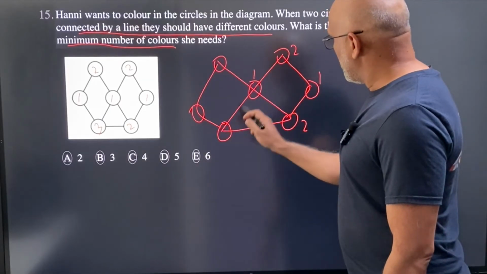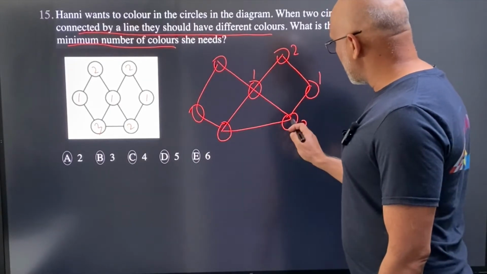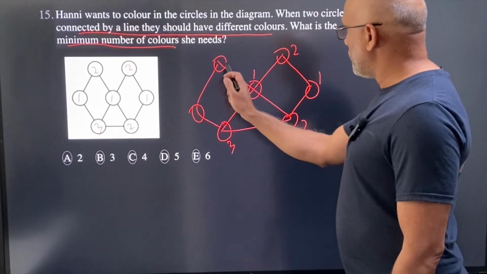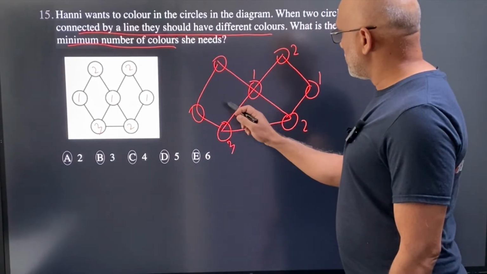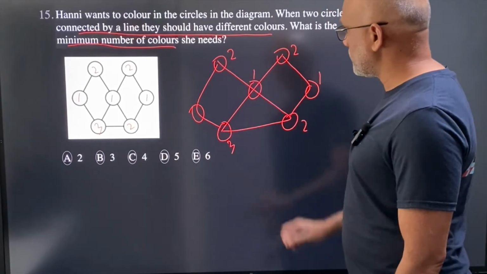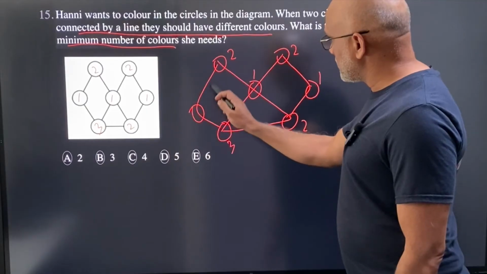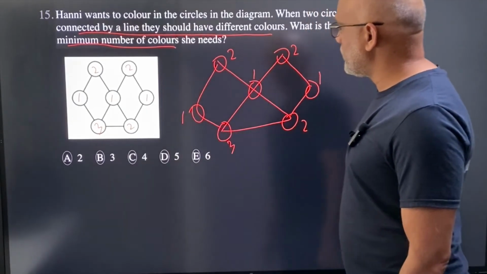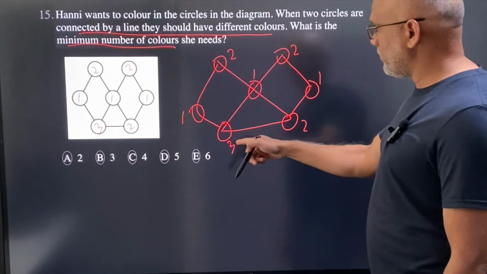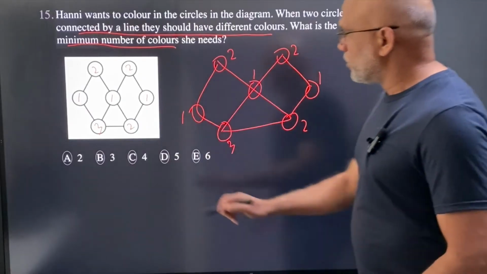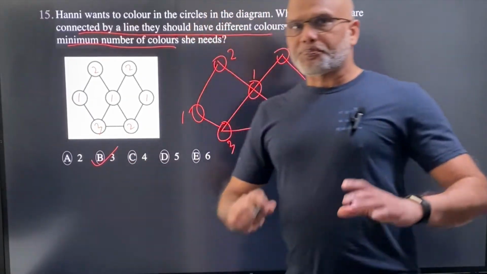This node is connected to this, so it cannot be 1. This is connected to 2, so it cannot be 2, so this can be 3. Now this is connected to 1, so it cannot be 1, but it can very well be 2, right? Because these two are not connected, so that's fine. So this cannot be 2 or 3, but I can always use 1 there. So again, with a minimum of 3 colors, I'm able to fill it, right? So then B is the correct choice.